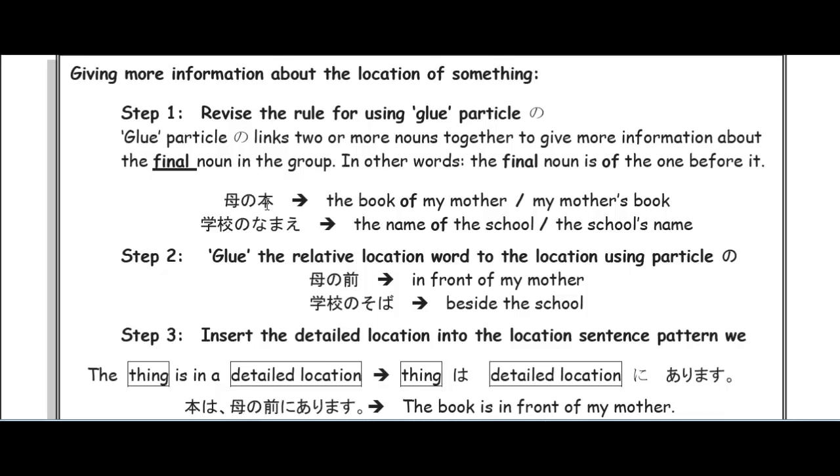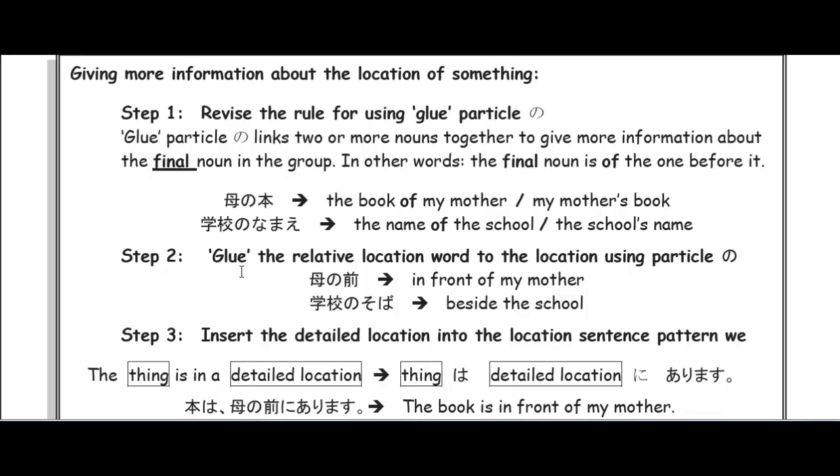Haha no hon. Book, my mother. Book of my mother. In other words, my mother's book. Gakko no namae. Namae, name. Gakko, school. So the keyword namae, name, more information, name of school. The name of the school or the school's name. Okay, so that's the first thing. We now understand the no rule.